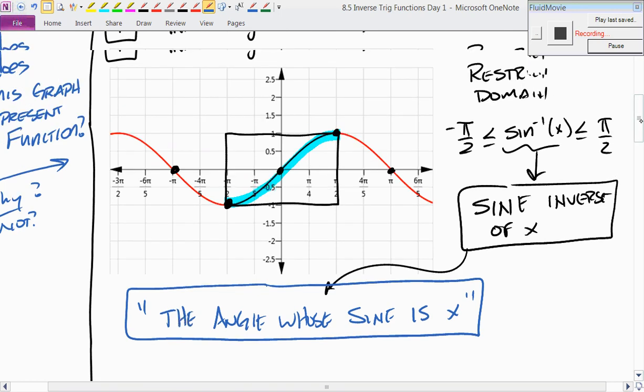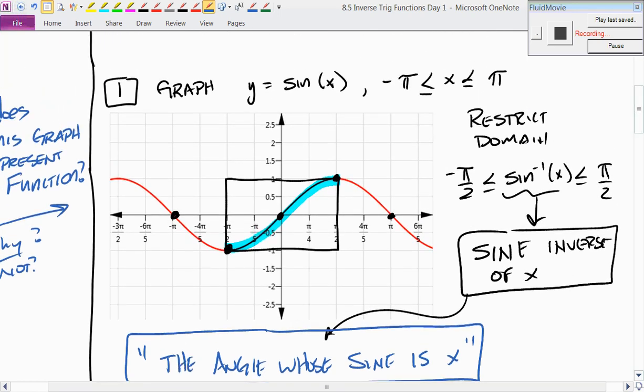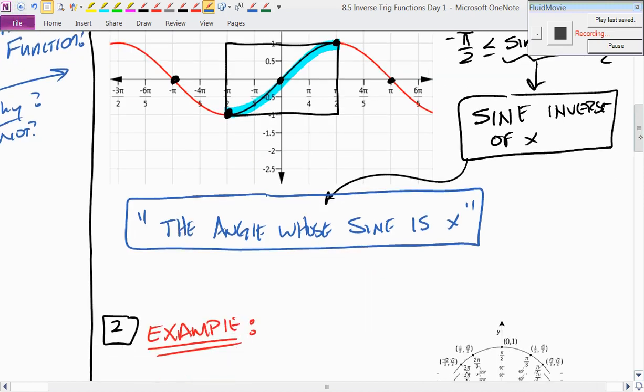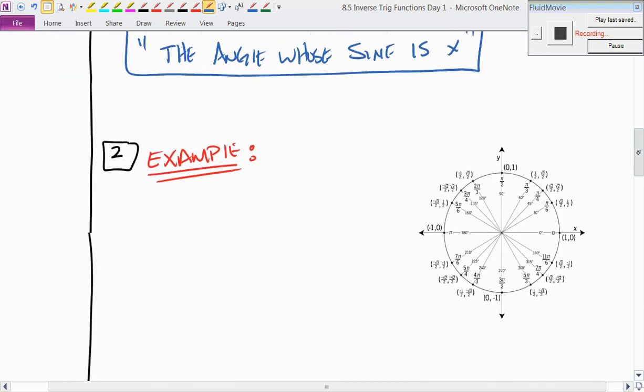Okay? So box number 1, we understand that we have to restrict the domain, and by definition the domain is restricted between negative pi over 2 and positive pi over 2 for the sine curve, and we read it sine inverse of x, and we say the angle whose sine is x. Is there anybody on board so far? Yeah? Okay, good. Let's do it.